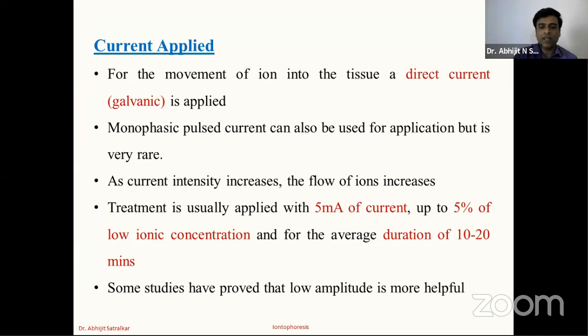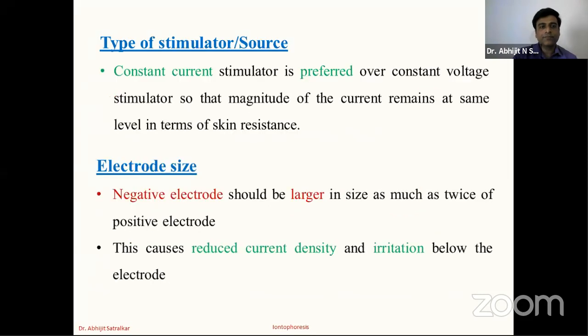Treatment is usually applied with 5 milliamperes of current, up to 5% of low ionic concentration, and for the average duration of 10 to 20 minutes. Now, some studies have proved that low amplitude is more helpful for the patients. Type of stimulators and source. Over here, a constant current stimulator is preferred over a constant voltage stimulator, so that the magnitude of the current remains at the same level in terms of skin resistance.